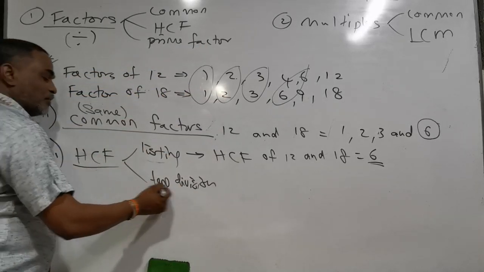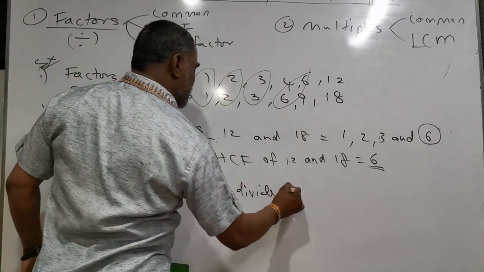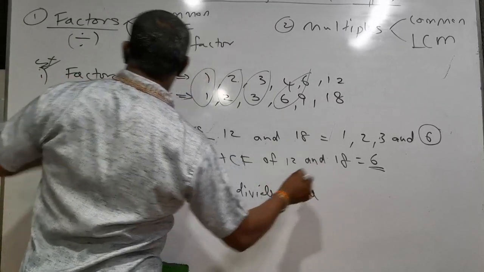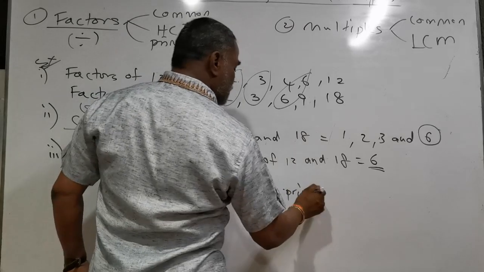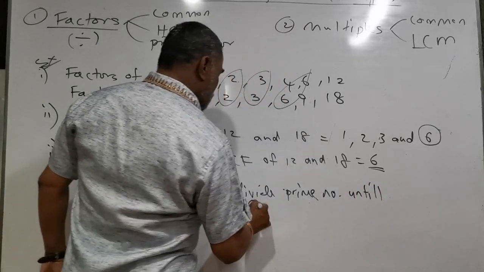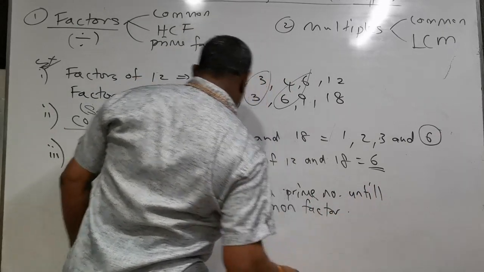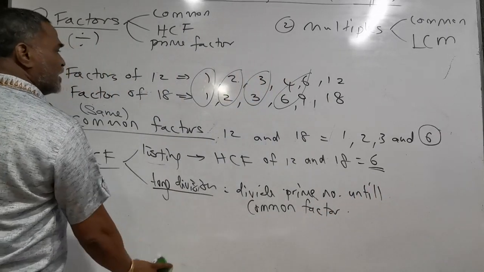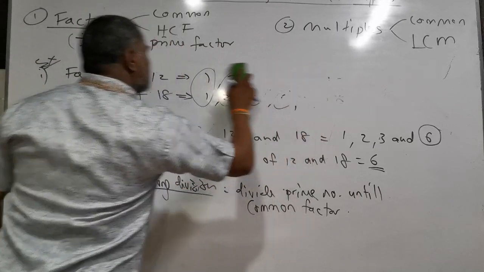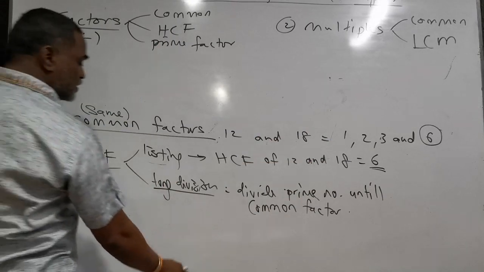Among this listing, the highest among the same common factors is called the highest common factor. For long division, actually we divide with prime numbers. That's why you must know what a prime number means. I will explain this one. We divide by prime numbers until there is no common factor. So now I'm going to give you an example. Another name for long division is the algorithm method.